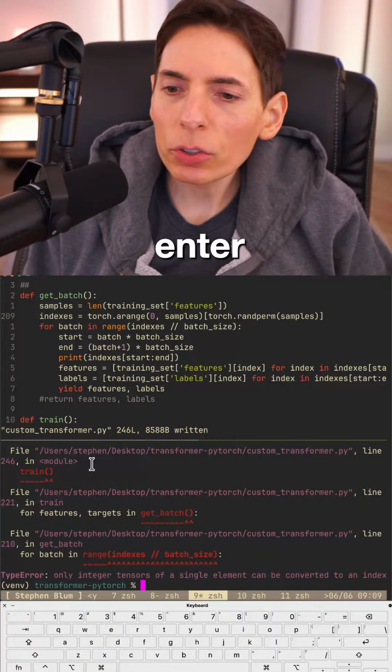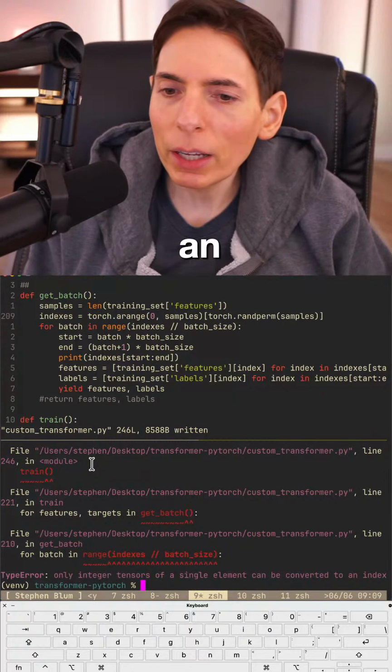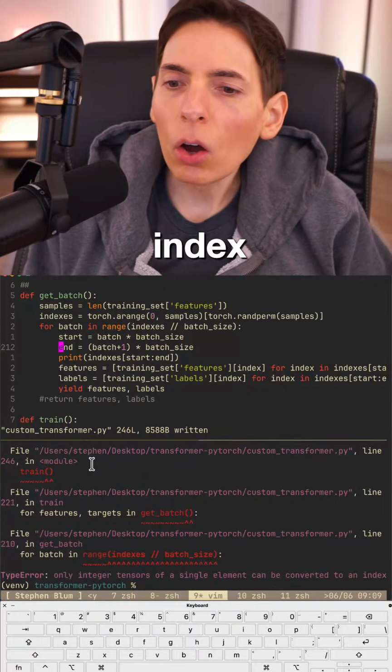Let's see. Only integer tensors of a single element can be converted to an index. Oh, indexes is not.